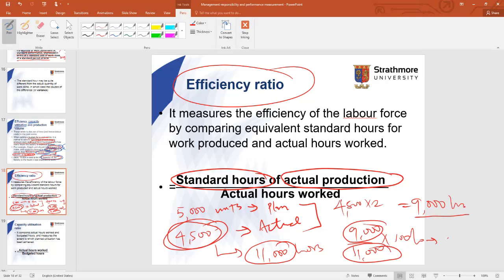81.91%. Okay, therefore we get 91%. 80, 81. 81%. 81, yeah. 81.